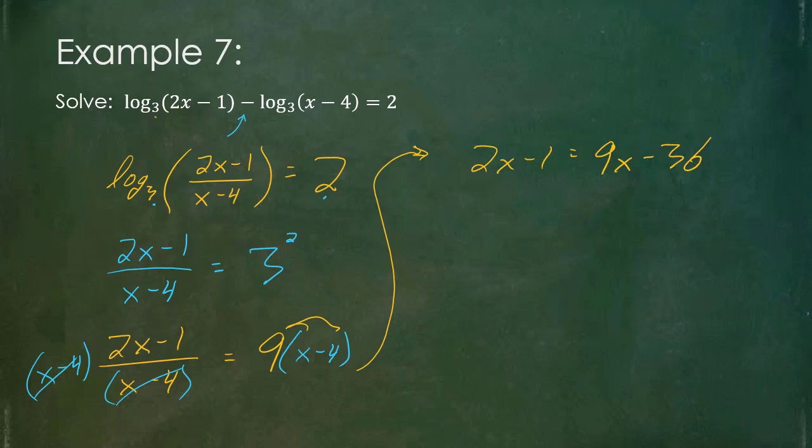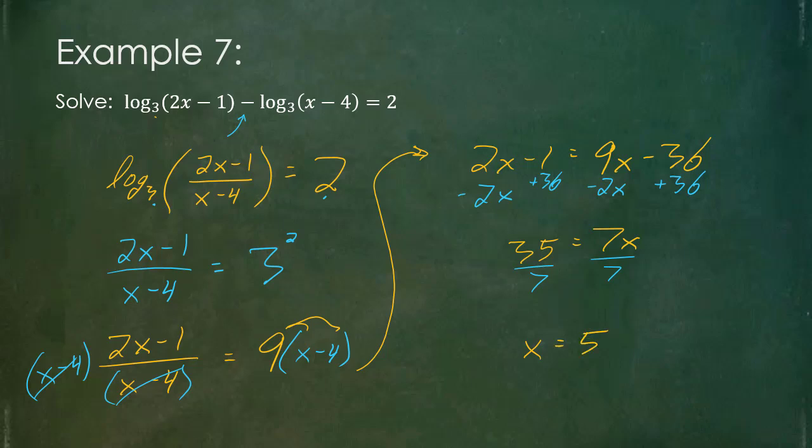So that seems like that's more manageable. I should be able to get x by itself, so I'm going to go ahead and subtract the 2x over to the right and add the 36 the other direction, which would give me now a 35 being equal to 7x. And if I go ahead and divide by the 7, I get my final result of x equaling 5.